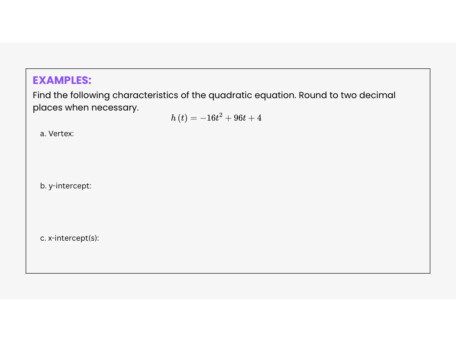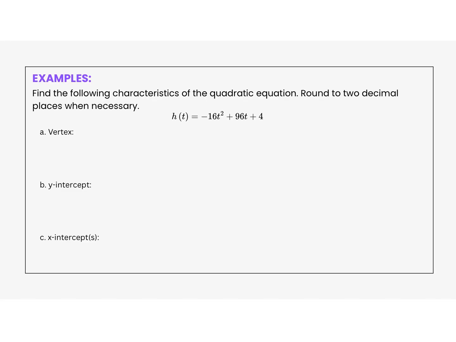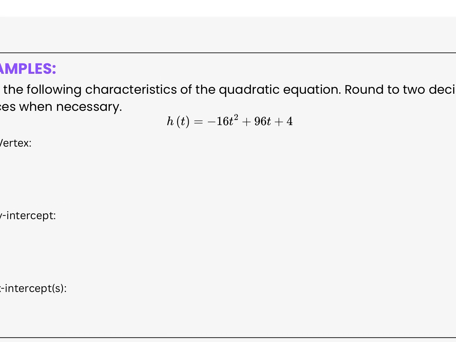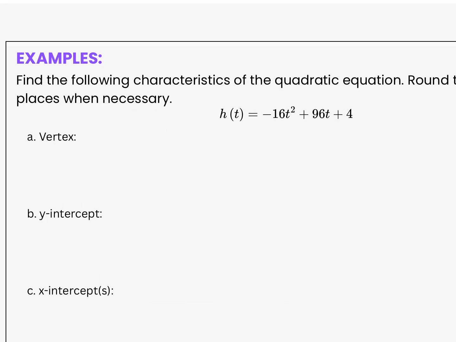Okay, so the first one, we're not going to apply any word problems, any scenarios. We're just going to practice, since it's been a little bit, finding these things. So find the following characteristics of the quadratic equation, round to 2 decimal places when necessary. My equation is h of t equals negative 16t squared plus 96t plus 4. So, let's start with the vertex.